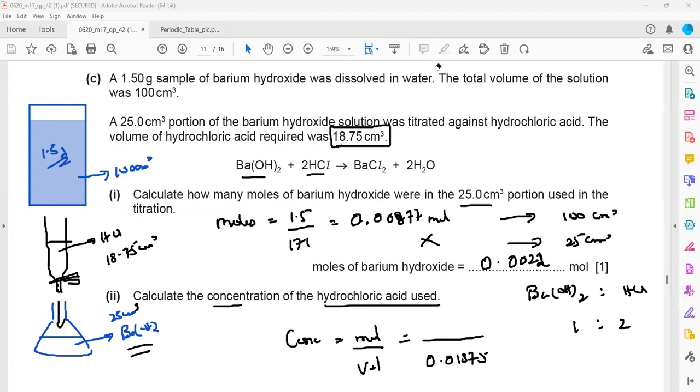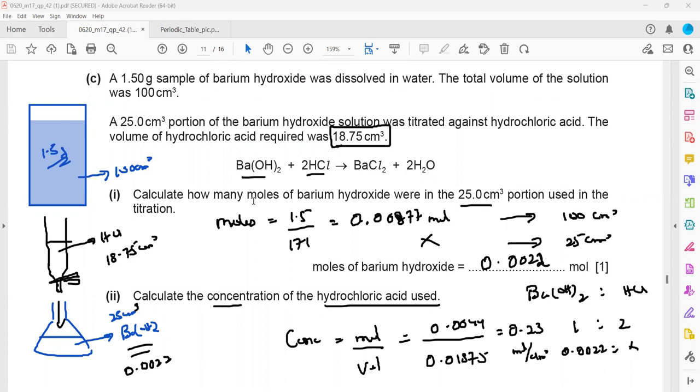So if the ratio is 1:2 and we have the moles present here, 0.0022, then x moles will be reacted according to the equation. So we cross multiply. It will be double that: 0.0044. So 0.0044 divided by 0.01875. What's the answer? This will give us the concentration, 0.23, I think, moles per decimeter cube. So that's how we work out the concentration.